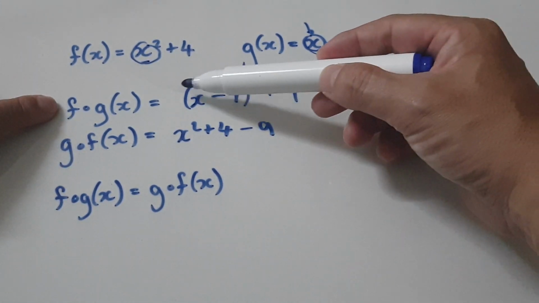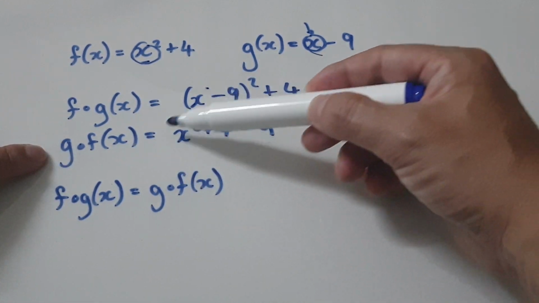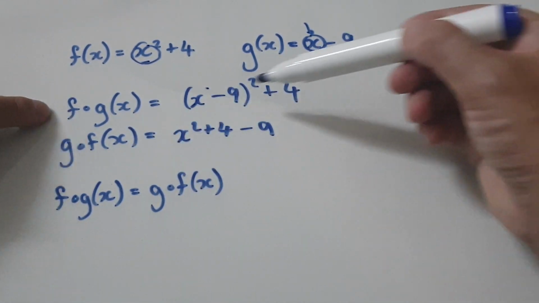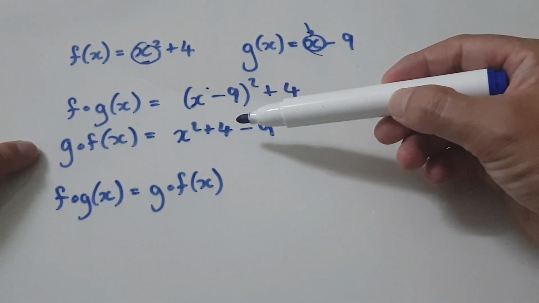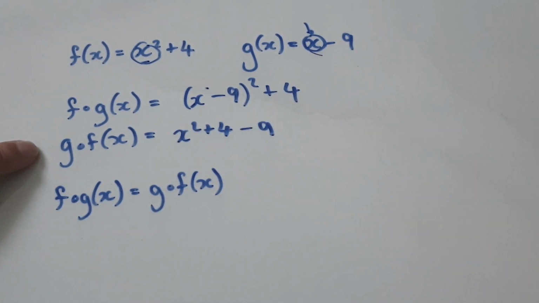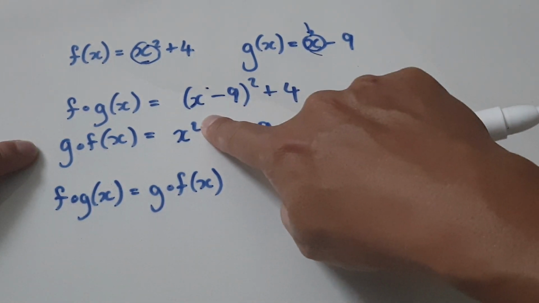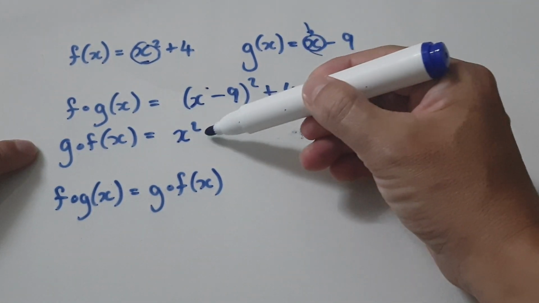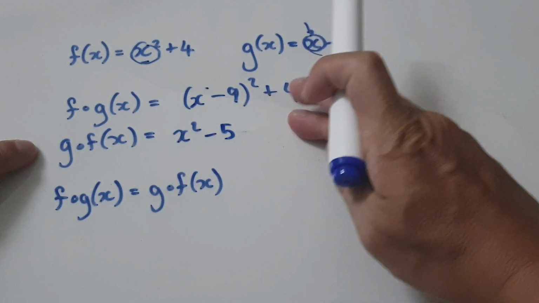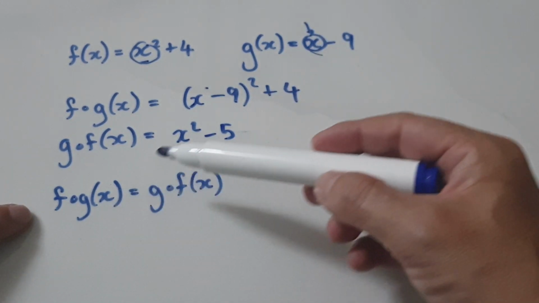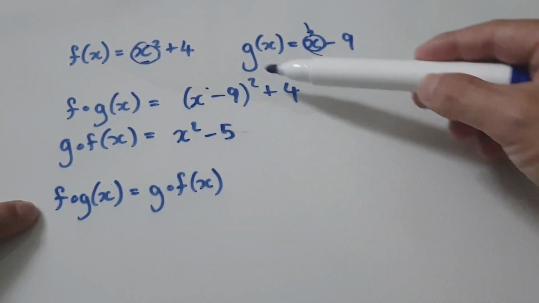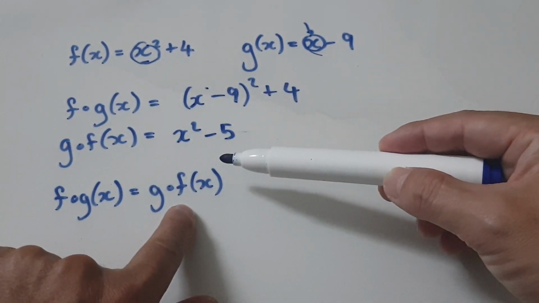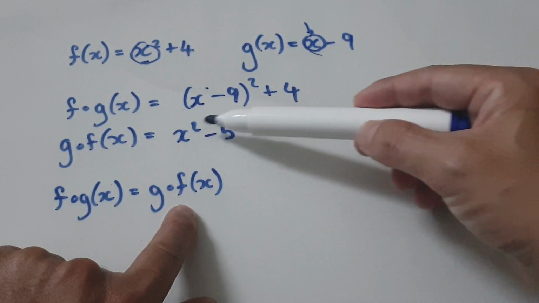The top one gives you this, the bottom one gives you this. So let me just tidy up the top one. No, actually, let me just tidy up the second one. 4 minus 9, that would be minus 5. So now, when you're asked to solve this, it's saying f composed with g is this thing here, and g composed with f would then give you this.